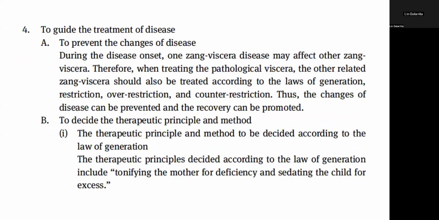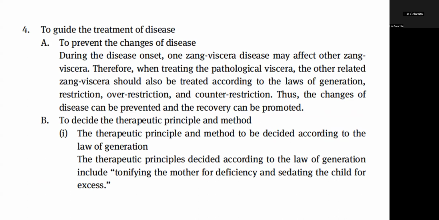The next function is to guide the treatment of disease, to prevent the changes of the disease. During the disease onset, one Zhang viscera disease may affect other Zhang viscera. Therefore, when treating the pathological viscera, the other related Zhang viscera should also be treated according to the laws of generation, restriction, over-restriction, and counter-restriction. Thus, the changes of disease can be prevented and the recovery can be promoted.